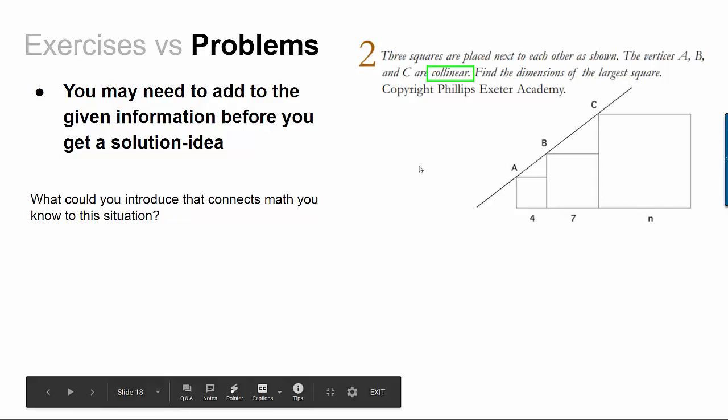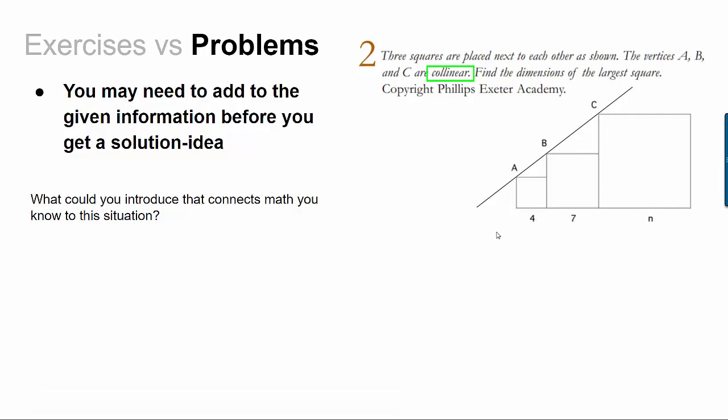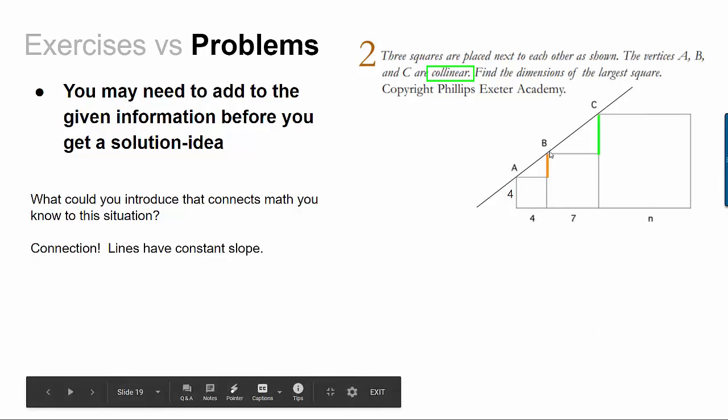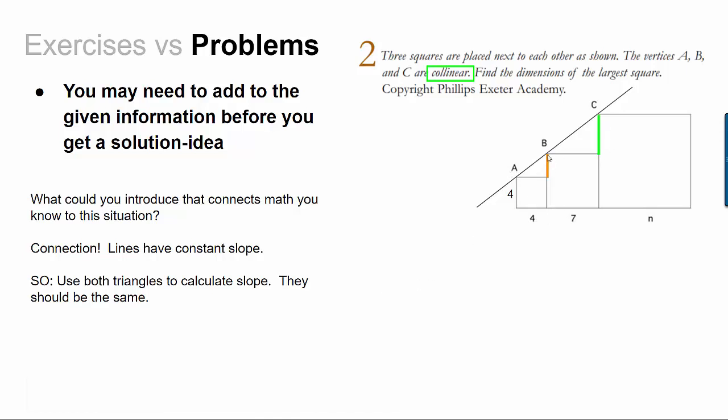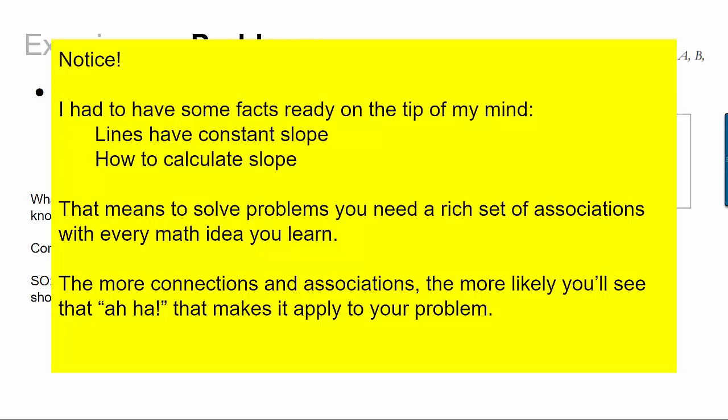So for me, they said that these three were in a line, but how could I take that idea and use it to add more information? So first I could draw the line. And then once I've got a line, I know that lines connect to a lot of math I know. For example, I know lines have slope, and I know that slope is the same as the rise over the run. So you can start making connections here. These things look like slope triangles. So I know that these should have the same slope because they are slope triangles on the same line. So that means the orange divided by this distance of 4 should be the same as this green divided by that distance of 7. So I'm not going to solve the problem the rest of the way.